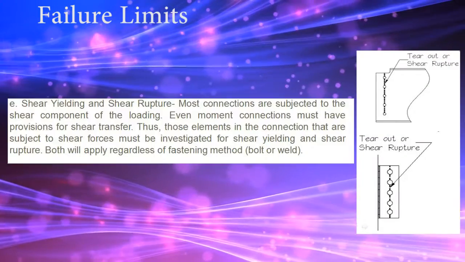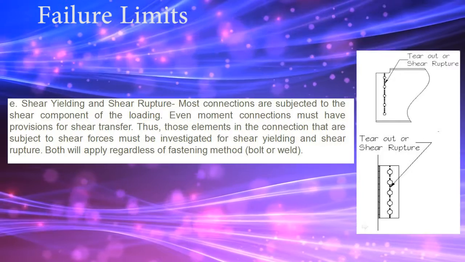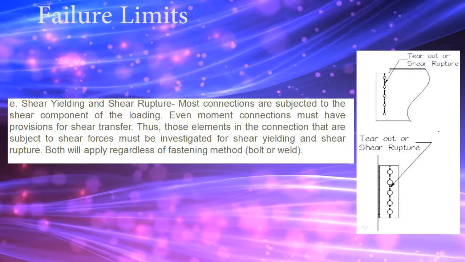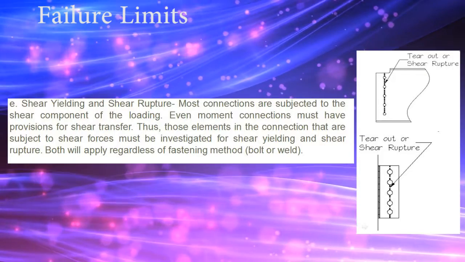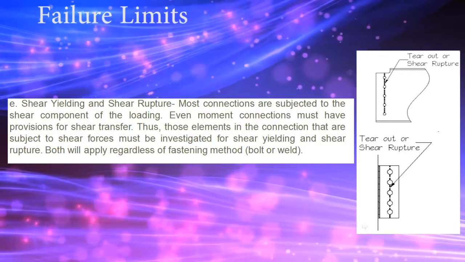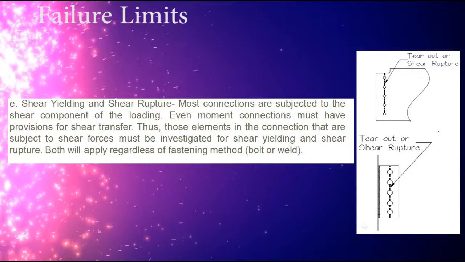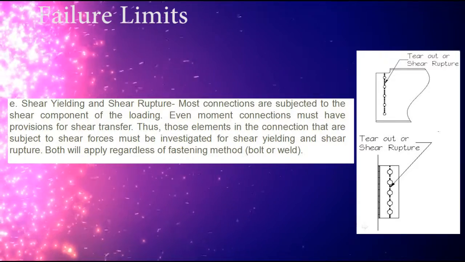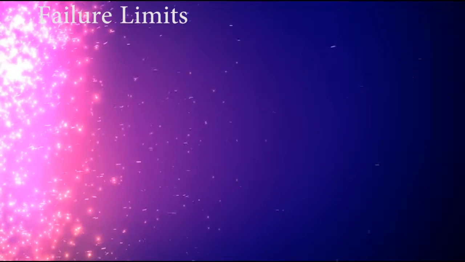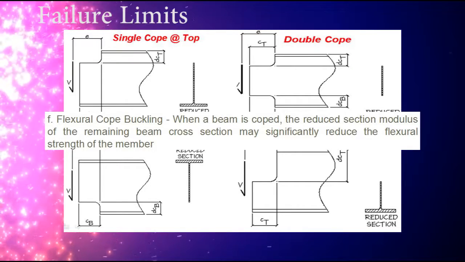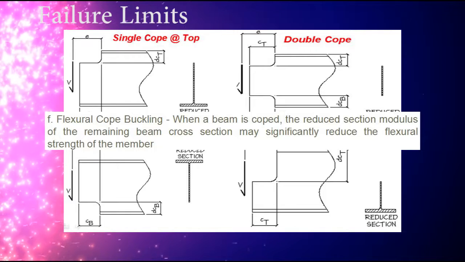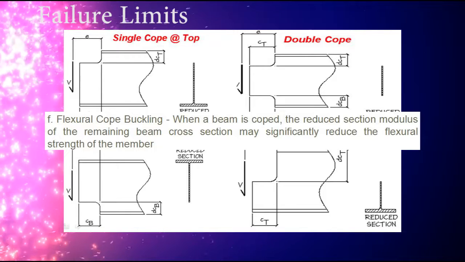E. Shear yielding and shear rupture. Most connections are subjected to the shear component of the loading. Even moment connections must have provisions for shear transfer. Thus, those elements in the connection that are subject to shear forces must be investigated for shear yielding and shear rupture. Both will apply regardless of fastening method, bolt or weld. F. Flexural cope buckling. When a beam is coped, the reduced section modulus of the remaining beam cross-section may significantly reduce the flexural strength of the member.